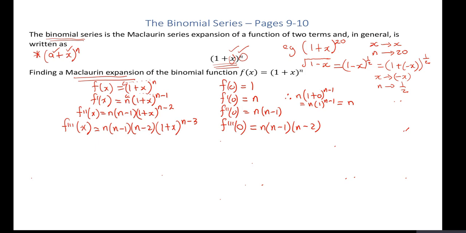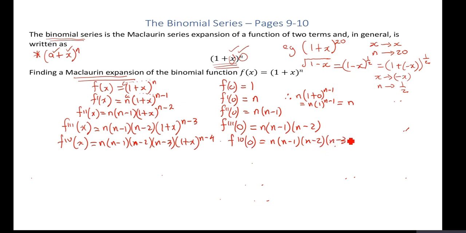And we can go ahead and do the fourth derivative. Let's just do that quickly. So it's a repetition. It'll be n minus 1, n minus 2, n minus 3, 1 plus x to the n minus 4. And what do you think is the fourth derivative at 0? How far will I go? n minus 1, n minus 2, n minus 3. So fourth derivative, you stop at n minus 3.